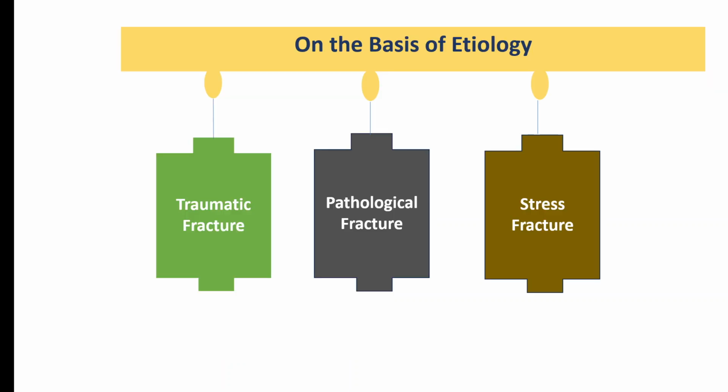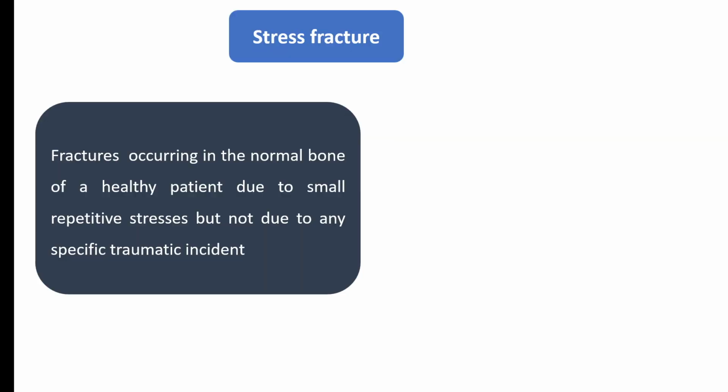Now, another basis on which we can classify the fracture is the basis of etiology. So, on the basis of etiology, the fracture can be a traumatic fracture, it could be a pathological fracture or a stress fracture. Among these, the most common is the traumatic fracture, which occurs due to trauma. Now, stress fracture. So, fracture occurring in the normal bone of a healthy patient due to small repetitive stress, but not due to any specific traumatic incident.